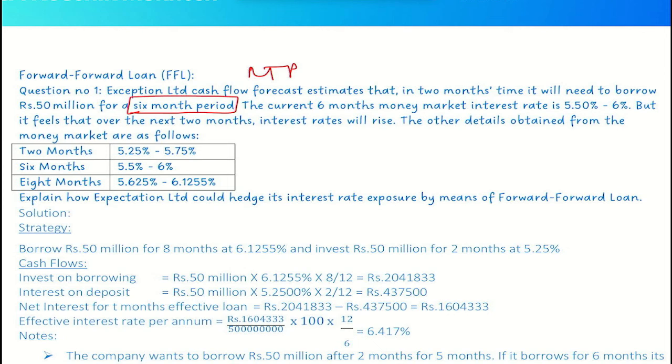Now the point is, how many rates are given in the banking market? 3 rates. We want a loan for a period, for 2 months, 6 months, 8 months. Is the first rate relevant, the second rate relevant, the third rate relevant? None of these rates are relevant. This is the first answer you need to understand. These are all the rates quoted today for 2 months, for 6 months, for 8 months. The first question.